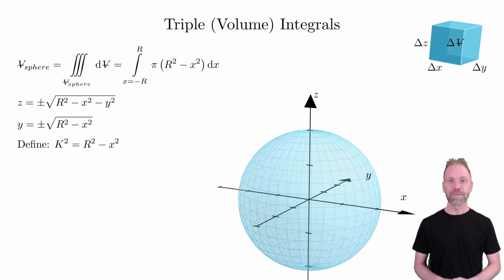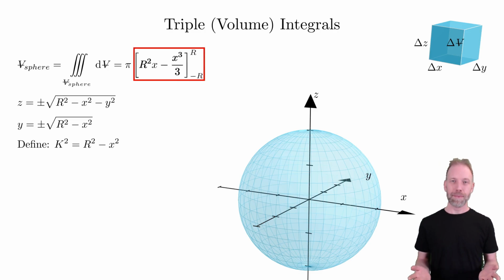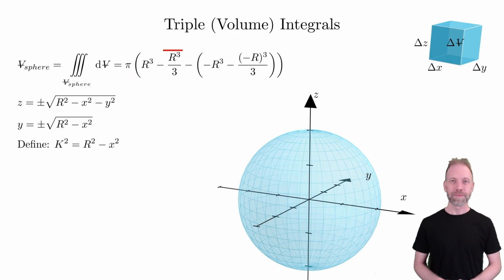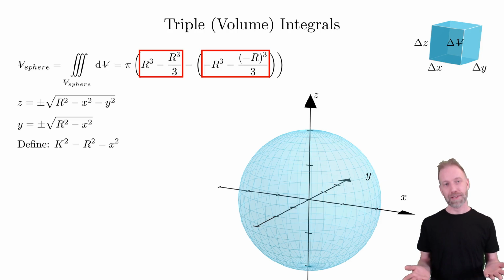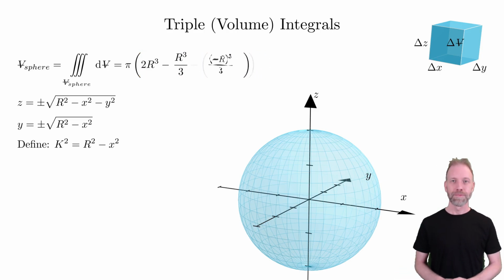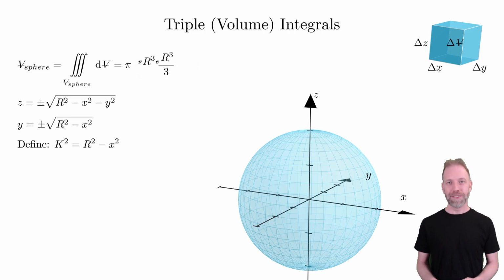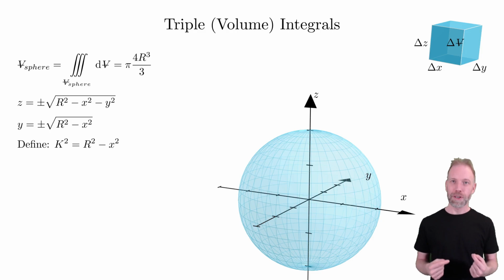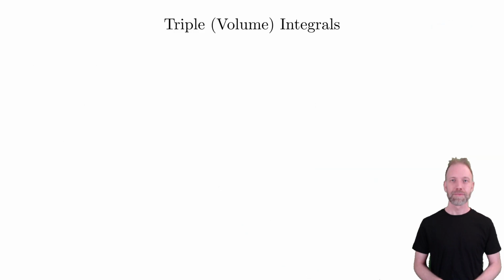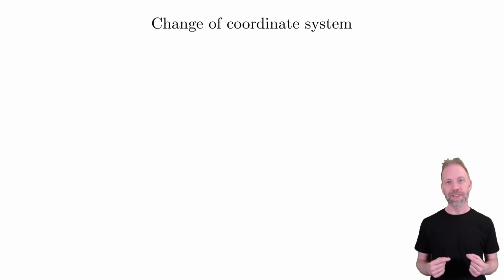Update the x limits. This is just a polynomial. Insert the limits. Same term appear twice. And the final result becomes pi 4r cubed over 3, which is the volume of a sphere. Next, it's time to move on to a slightly more advanced topic, which is substitutions for double and triple integrals. This will be the topic for the rest of the video.